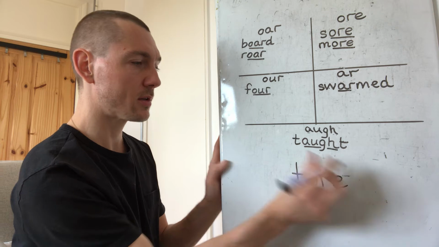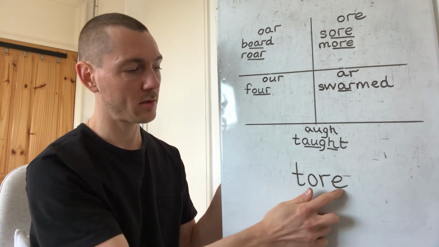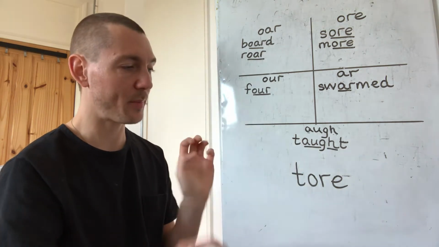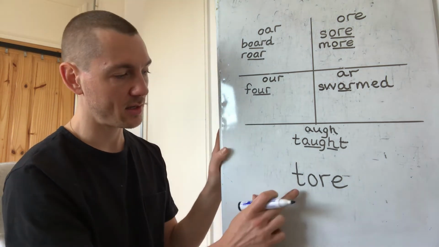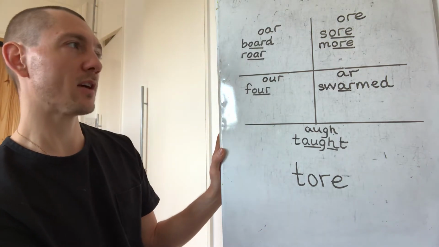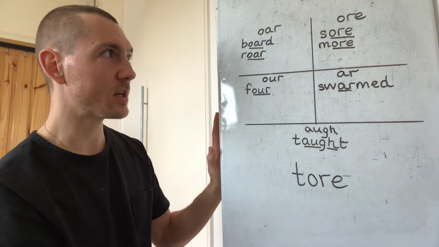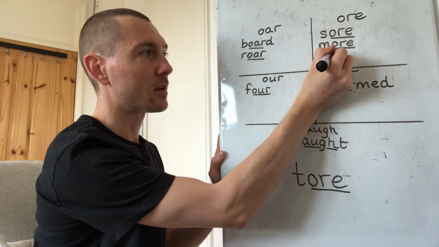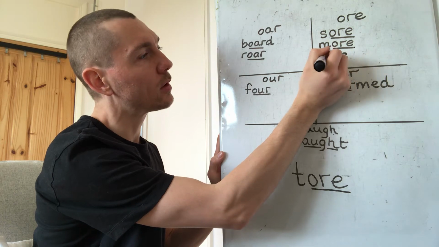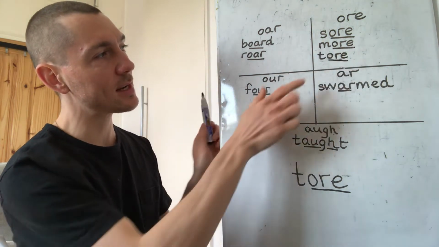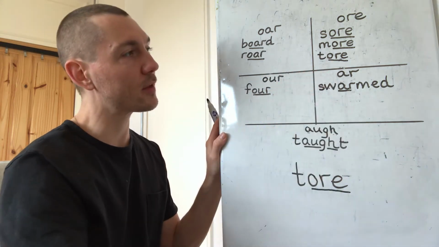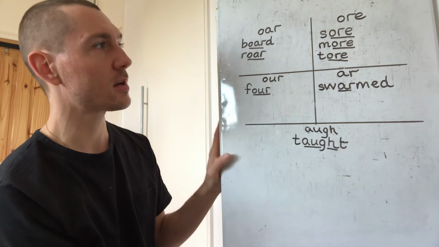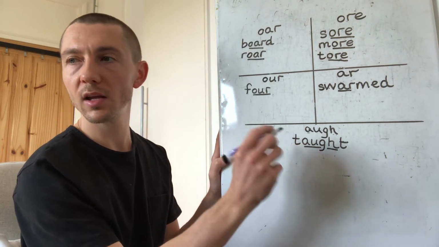Tore. Yesterday I tore some paper. The past tense of tear. Tore. So do we have that spelling of or? Yes, we do. It's the O-R-E spelling. And we can say t, or, t, or, tore. Nicely fitting in with that pattern, isn't it? Of the or spelling at the end of the word. So far, so good. Tore.